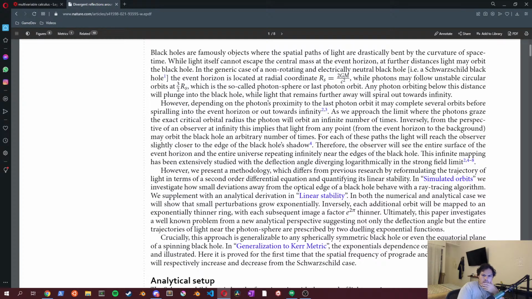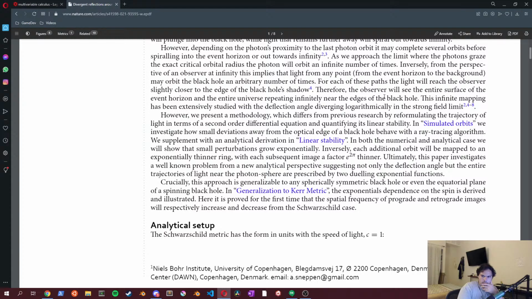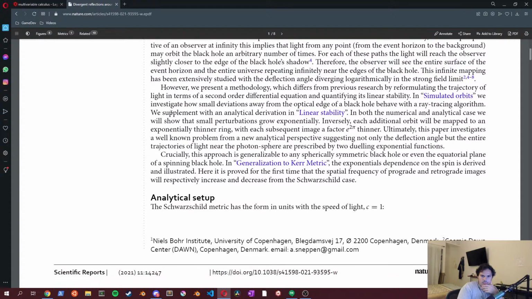Okay, yeah, I don't totally understand this. But okay, apparently this is well studied or something, according to them. Let's keep going. However, we present a methodology that differs from previous research by reformulating the trajectory of light in terms of a second-order differential equation and quantifying its linear stability.